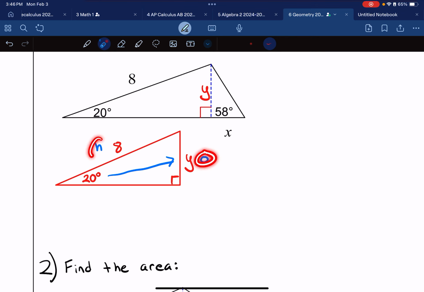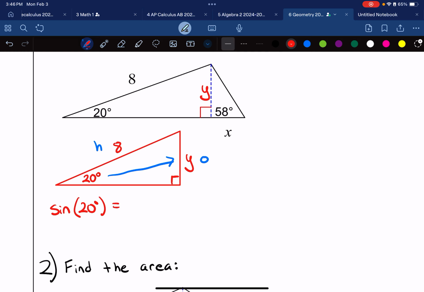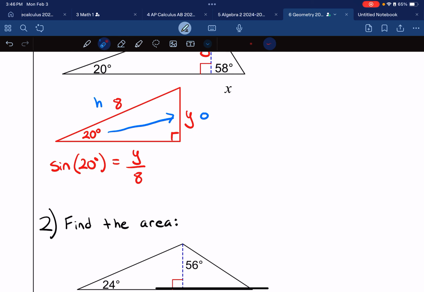Well, the O sound of the SOHCAHTOA. So this is going to be sine of my angle of 20 degrees, and that's going to be equal to my opposite over my hypotenuse, my y over my 8. And then from here, you can solve. And remember that our trick here is to take our 8 and move it up to the diagonal to get y by itself. So our y value really in this case is going to be 8 times sine of 20 degrees. So what is that approximately?